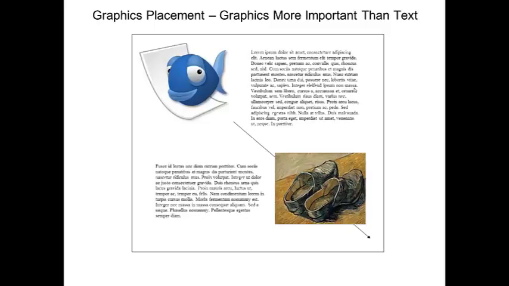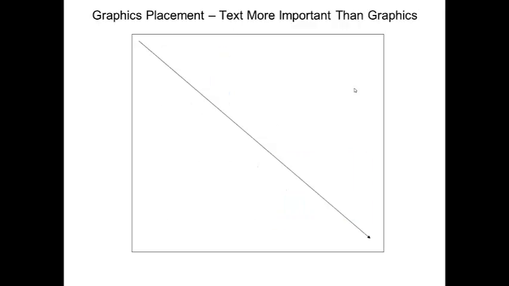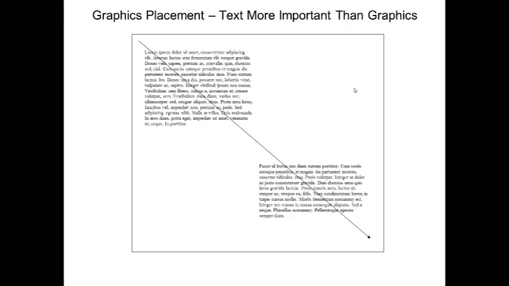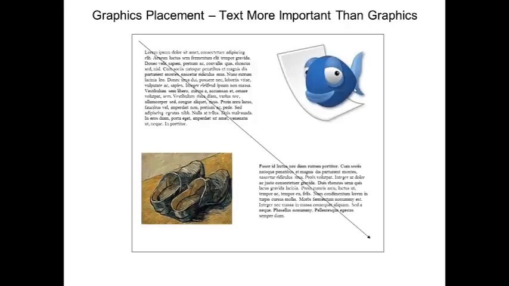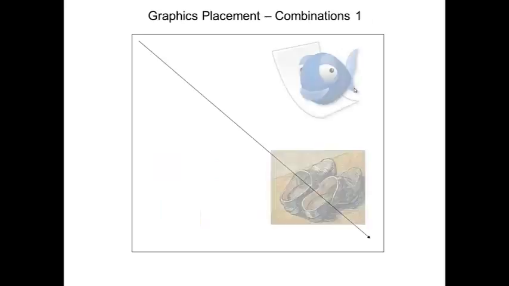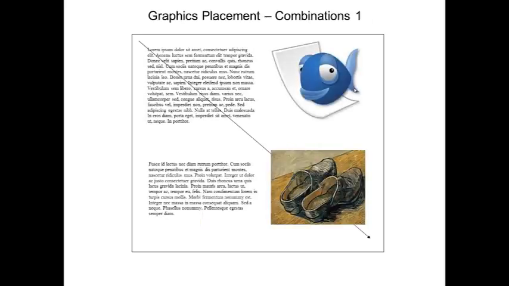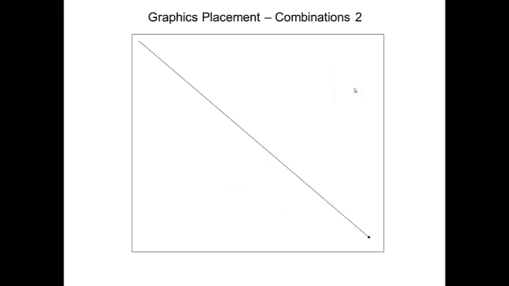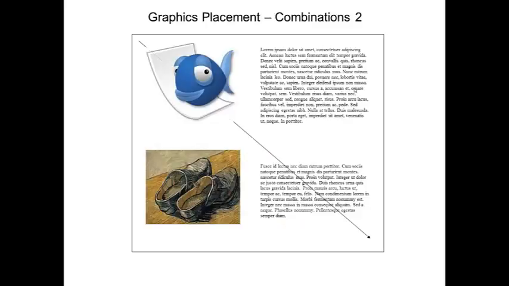we place the text in the remaining spaces. However, if the text is more important than the pictures, we place the text in the top left-hand corner and the bottom right-hand corner, and of course we place the pictures in the remaining spaces. We can also have combinations where one text is more important than the picture, and in the other case the picture is more important than the text, or the picture is even far more important than the text, and you get a totally different balance of the page.